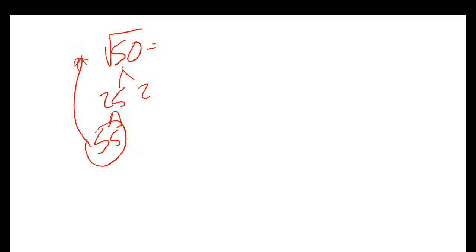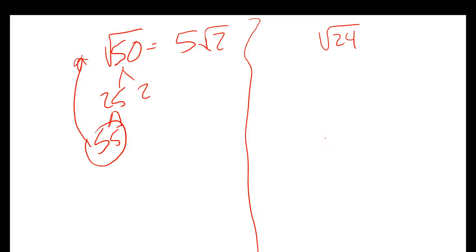Nice. So 50 is 25 times 2. 25 is 5 times 5. So those will come on the outside, and you'll get 5 square roots of 2. All right. Let's try square root of 24. Let's try square root of 243. Let's try those two.